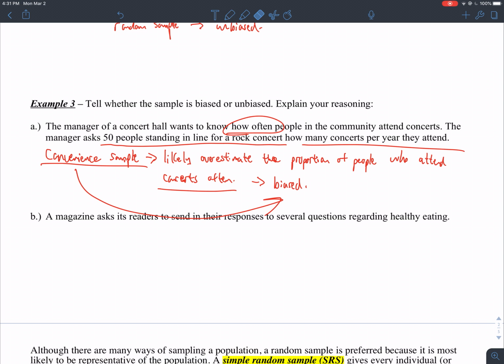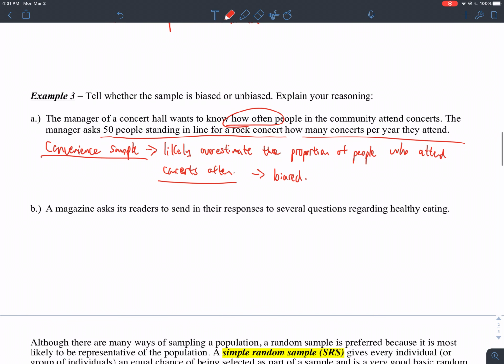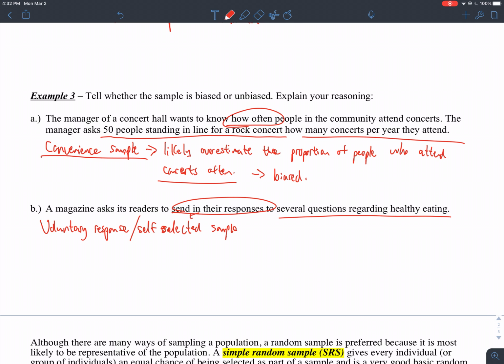All right, next one. A magazine asks readers to send in their responses to several questions regarding healthy eating. Oh, okay. Send in their responses. All right, that sounds a lot like a voluntary response or self-selected sample right there. Okay, because they send in their responses. They choose to send in their responses. So I select myself, or I choose to voluntarily respond and give you my response.